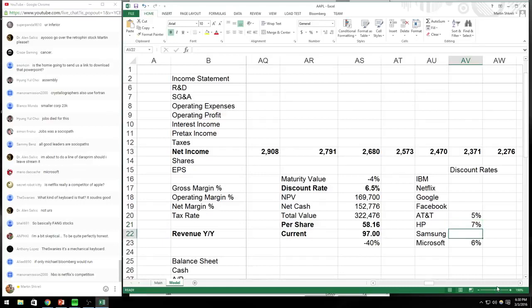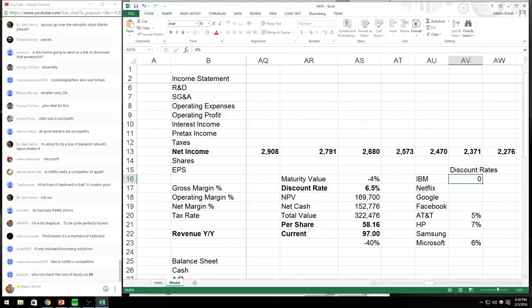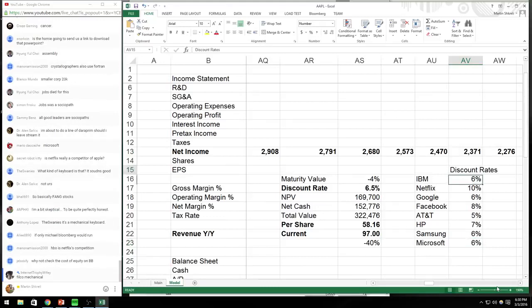Hewlett-Packard has struggled so much. So has IBM, but IBM is really diverse. Netflix is, I think, probably the riskiest. Google is so entrenched, it seems to be not diverse, but they seem to be impregnable. Facebook has a short track record. I think it's pretty risky. Samsung, again, super diverse. That's kind of how I would put the discount rates.